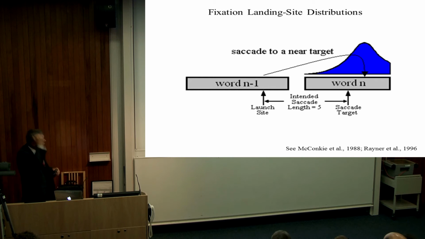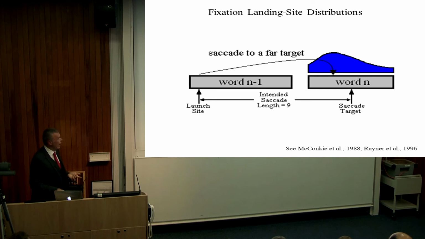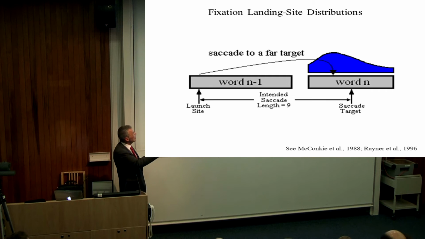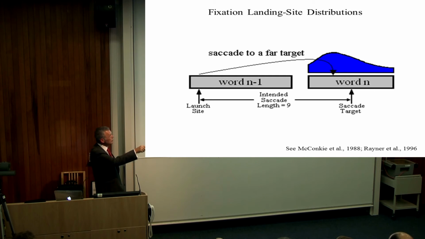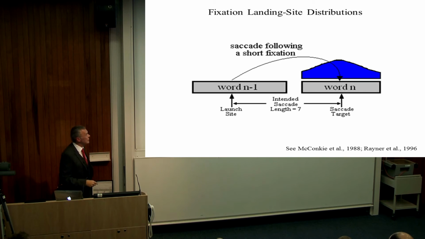Okay? If the intended saccade is shorter than 7 character spaces, so for example 5 character spaces, the eyes will on average overshoot their intended target, and you can see the distribution shifts to the right, and there's this large missing tail. And conversely, if the intended saccade length is longer than 7 character spaces, the eyes will tend to undershoot their target, causing the distributions to shift to the left. And then finally, a saccade following a short fixation on the launch site word will also result in more motor error, causing the distribution to be flatter.